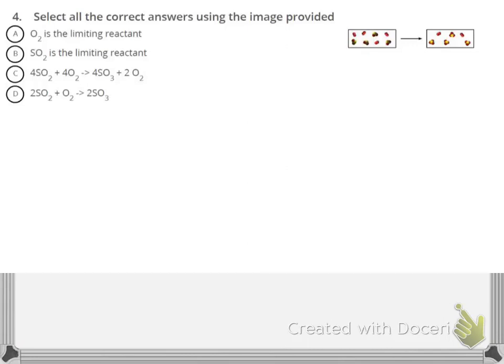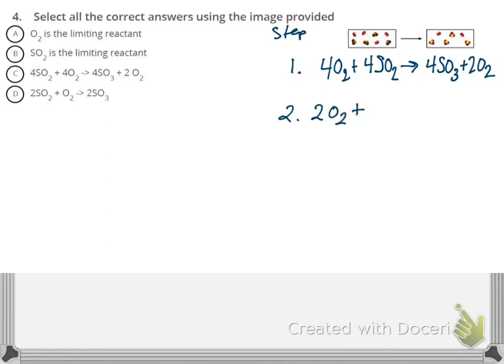So we're now looking at a chemical reaction panel, and so we account for all the particles. So 4 oxygens plus 4 SO2s make 4 SO3s plus 2 O2s, right? So this is just accounting for all the particles we see. That's step 1. Step 2 is to remove the excess oxygen, because it's present on both sides. And that gives us 2 oxygens plus 4 SO2 plus 4 SO3.